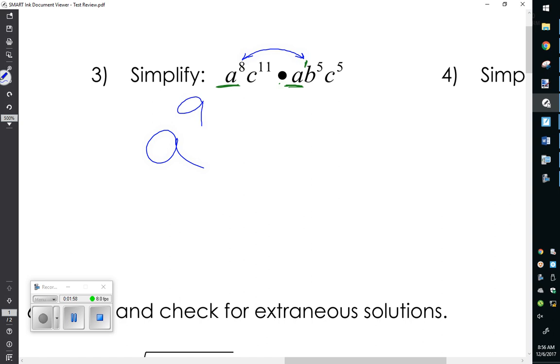I've got this b to the 5th right here. Is there anything I can combine with that? So it's b to the 5th. And then I've got a c to the 11th and a c to the 5th. What am I going to do with those two numbers, 11 and 5? Add, 16. Done. A to the 9th, b to the 5th, c to the 16th. Number 4 we did together.